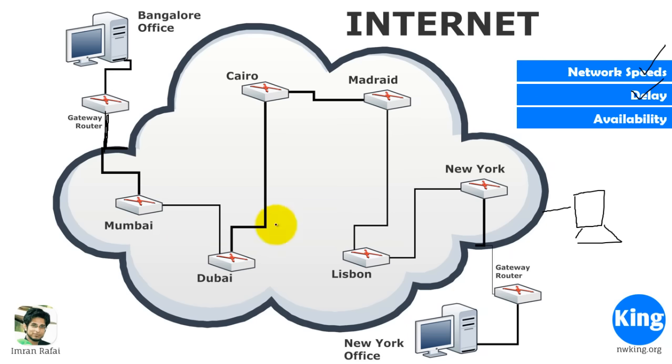And the availability, again, for instance, if the link between Cairo and Dubai is down, communication between New York and Bangalore would not happen, or it would happen, but then it has to take maybe a longer path. You might have another path which goes via Russia, and then it goes via China and comes to India, and it's a long process. So that's another thing about availability. Availability is whether all the links in between are up and running.